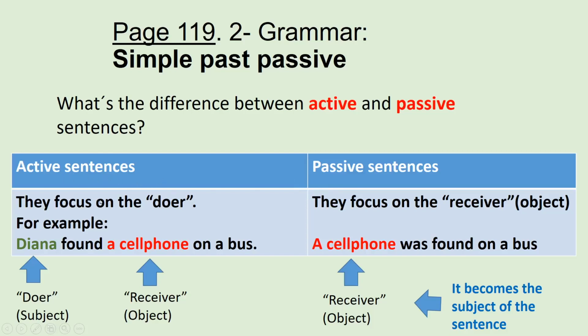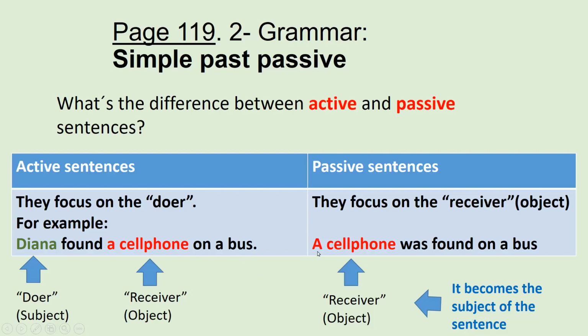Active sentences focus on the doer, and passive sentences focus on the receiver, in other words, the object. So, for example, Diana found a cell phone on a bus. Diana, in this case, the subject, is the doer of the action. She found. What did she find? She found a cell phone. In this case, it is the receiver of the action, or in other words, the object.